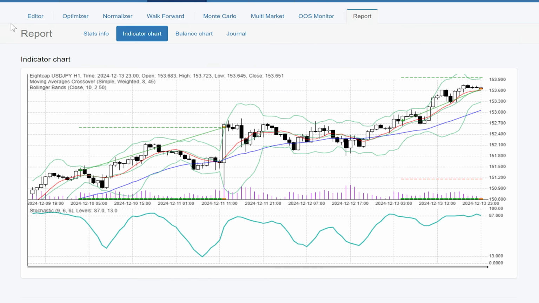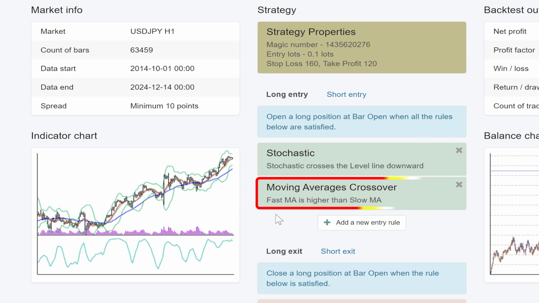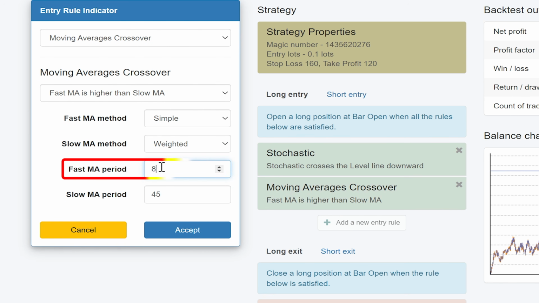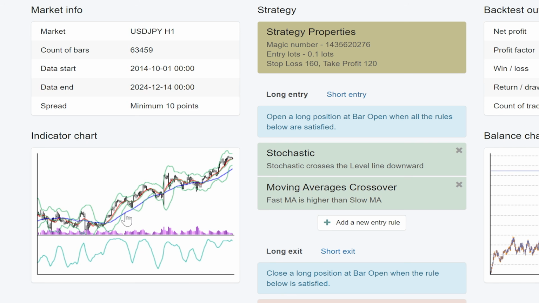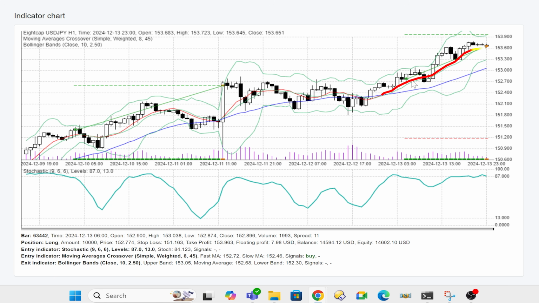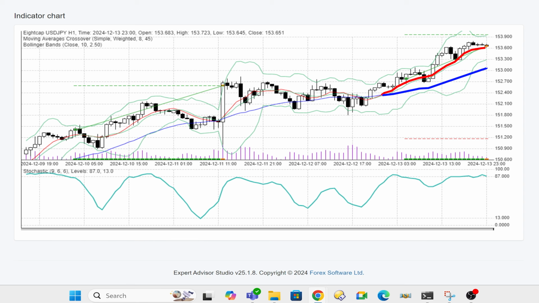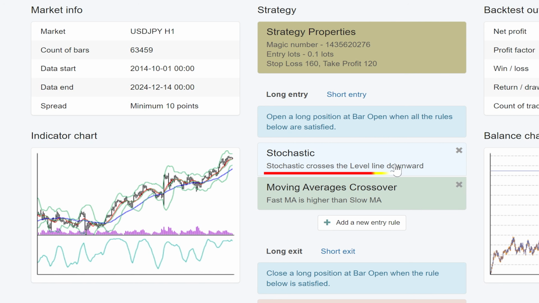So what it actually does, if I just quickly go back here, is determine that if you've got a fast moving average higher than the slow moving average, so in this case, if our 8 simple moving average is higher than our slow weighted moving average, so we can see that here, the red being the fast one and the blue one being the slower one, we're going to use that as a filter. And if the red is higher than this, and then the stochastic crosses the level line downwards, and that's using quite a high level line of 87, it's suggesting the price is moving up. Statistically speaking, if this stochastic crosses down, it's more likely to bounce up and go for a take profit than it is for a stop loss.